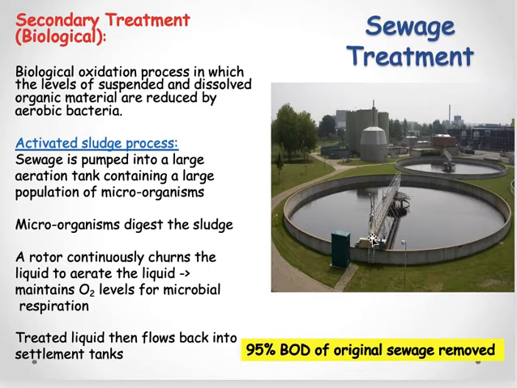Now this liquid then flows back into settlement tanks after that and is stored there for a little bit, and by the time we get through the secondary treatment, the biological treatment, we have up to 95% of the biological oxygen demand removed. So we're getting pretty clean at that stage.